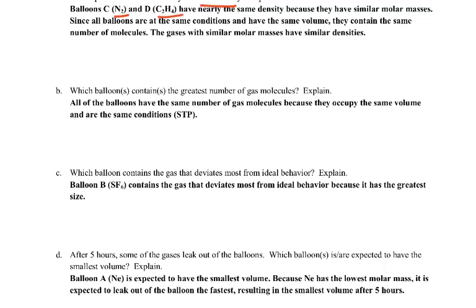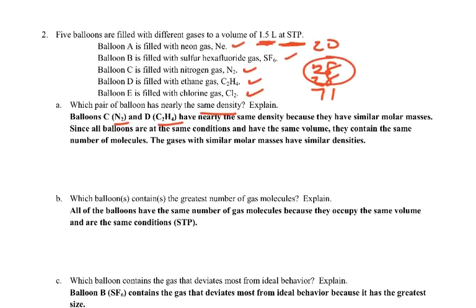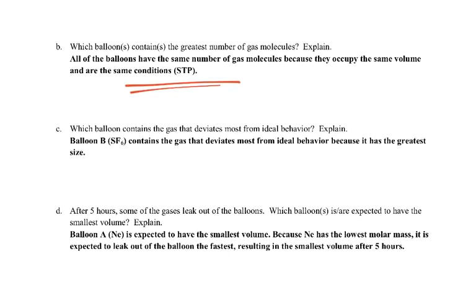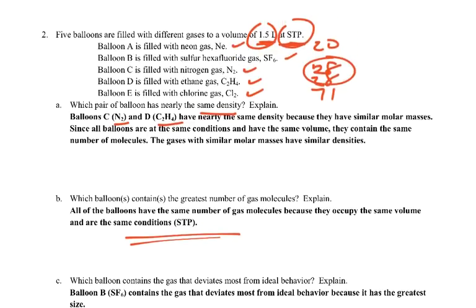B, which contains the greatest number of gas molecules? Well, Avogadro's hypothesis says if we have the same volume at the same temperature and pressure, they have equal numbers of molecules, and so these guys are all going to have the same number of gas molecules. Okay, which deviates most from ideal behavior?